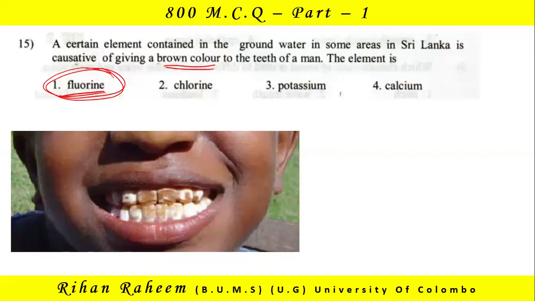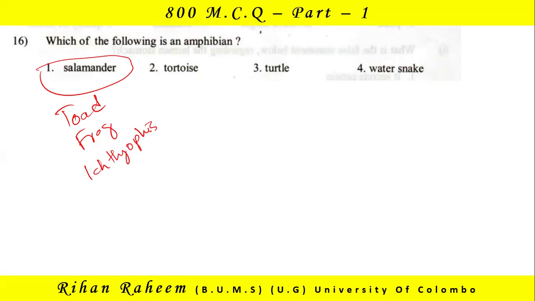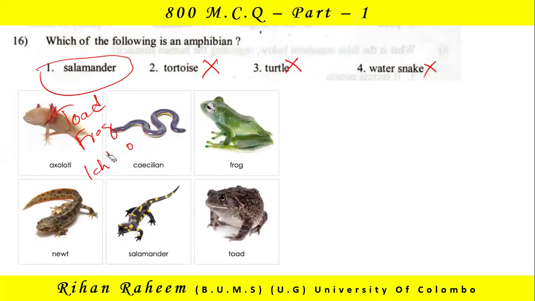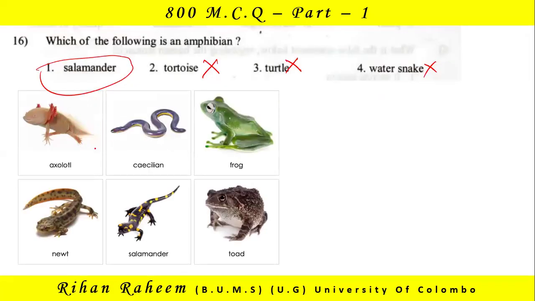Question number 16, let's move on. Which of the following is an amphibian? Salamander, toad, tortoise, not tortoise, toad, frog, ichthyophis. Ichthyophis, an organism like a snake. All those are falling under amphibia. Tortoise, reptile. Turtle, reptile. Water snake, whatever type of snake, reptile. So recently only we learned all these are amphibians.